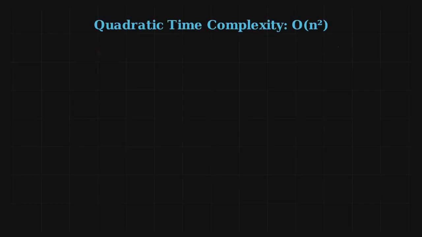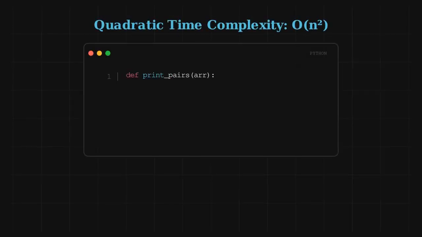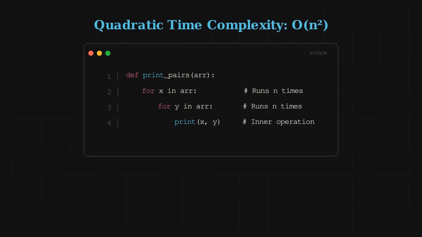What happens when we nest loops? Here, for every outer loop iteration, the inner loop also runs n times. This gives us n multiplied by n, or n squared operations.